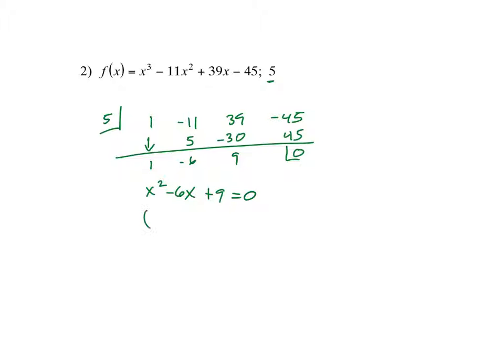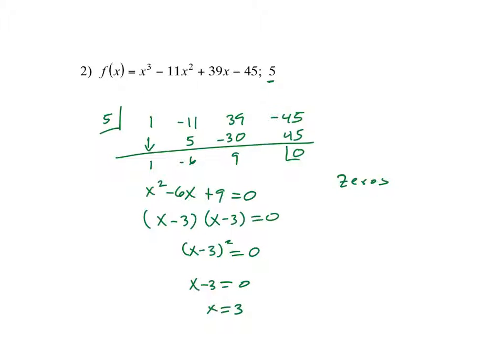And this one I can factor as x minus 3 times x minus 3 equal to 0. So x minus 3 squared equals 0. So from here, x minus 3 equals 0, so x equals 3. So my zeros are, in this case, 3 with a multiplicity of 2. Why a multiplicity of 2? As you can see, I have that factored twice. I have that exponent 2 right there. And my other zero is 5.